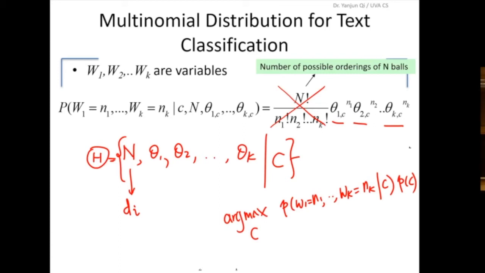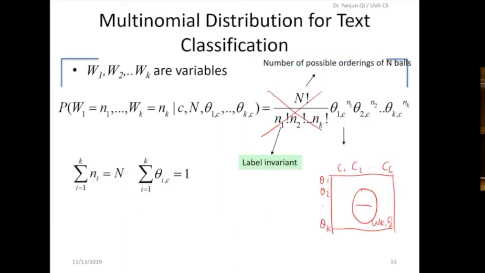This actually saves a lot of calculation, because they are label invariant. And then the model you need to estimate in the end from the data is theta 1 onto theta k, conditioned on C1 onto CL, and this is the matrix you need to estimate. This is your model, the multinomial model you need to learn from the data. Question about this?